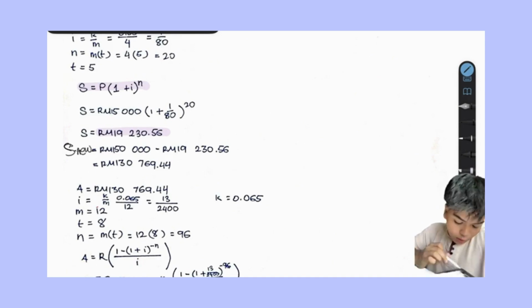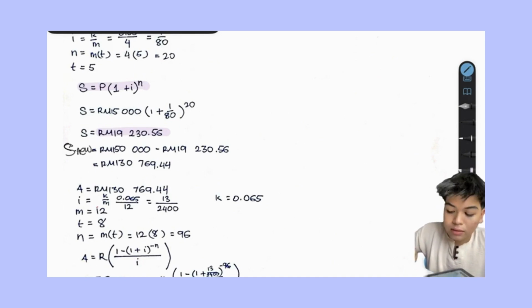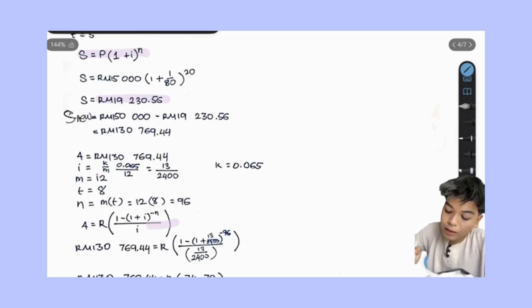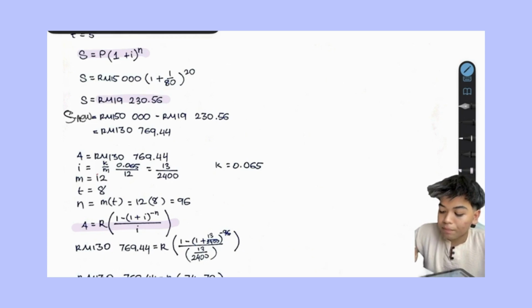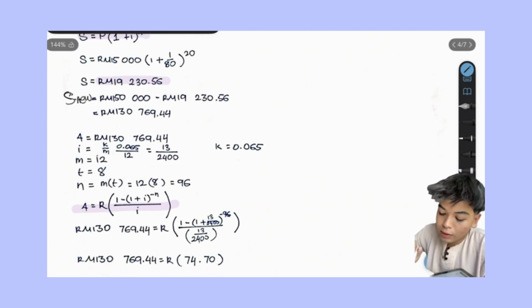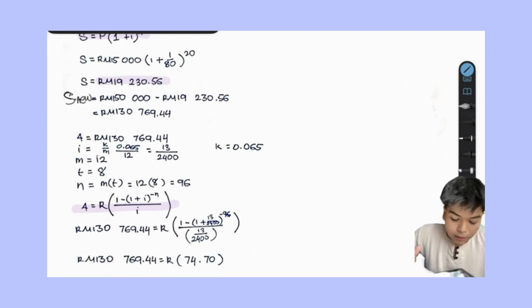So A equals 130,769.44. I equals K over M equals 0.065 over 12 equals 13 over 2,400. M equals 12, T equals 8. N equals M times T equals 12 times 8 equals 96. So we use the formula A equals R times (1 minus (1 plus I) power of negative N) divided by I. So we substitute all the values.